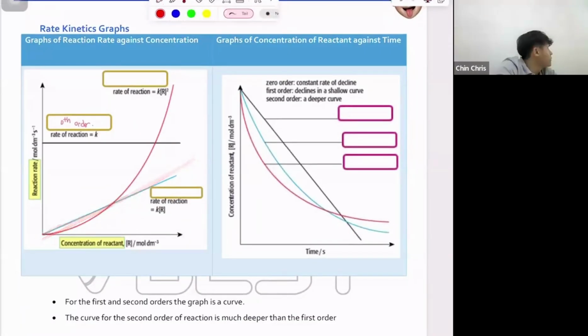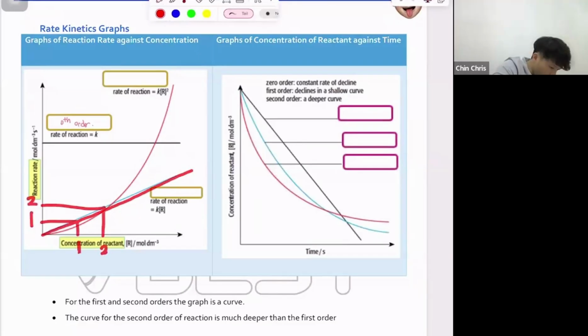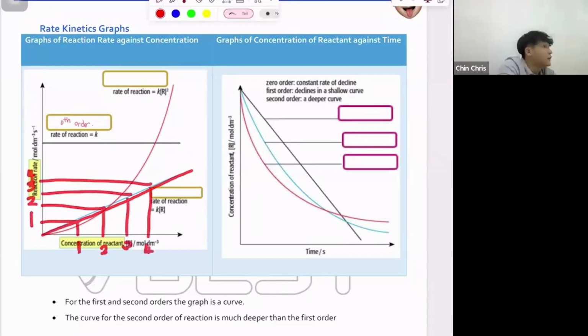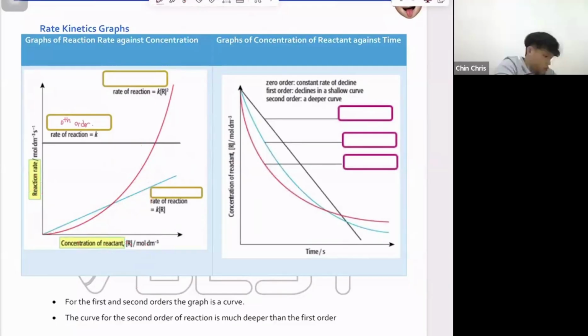For this line, you see concentration 2, rate is 2. Concentration 3, rate 3. Concentration 4, rate 4. So when you double the concentration, the rate also doubles. So this will be a first order. Remember, first order is always a linear line.